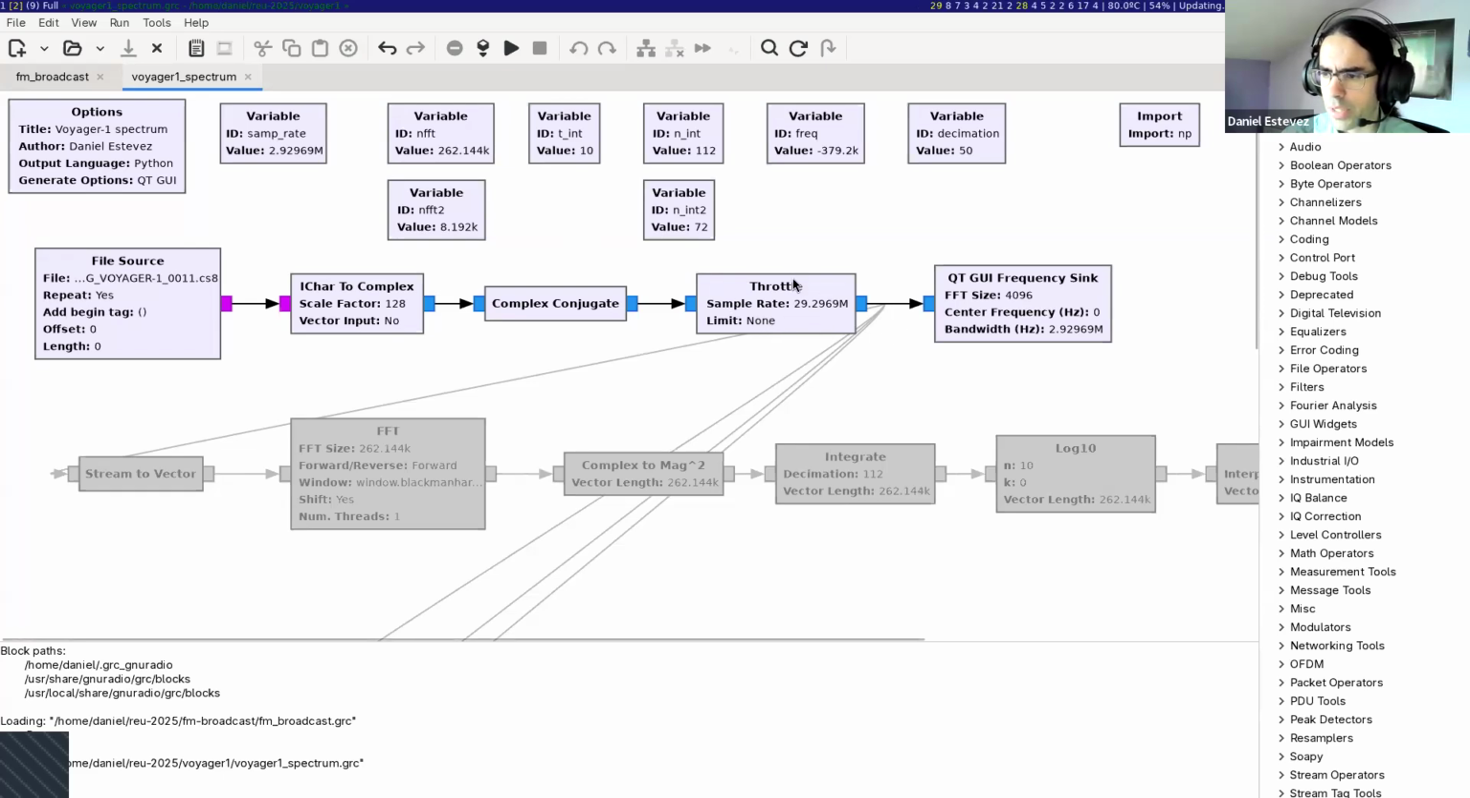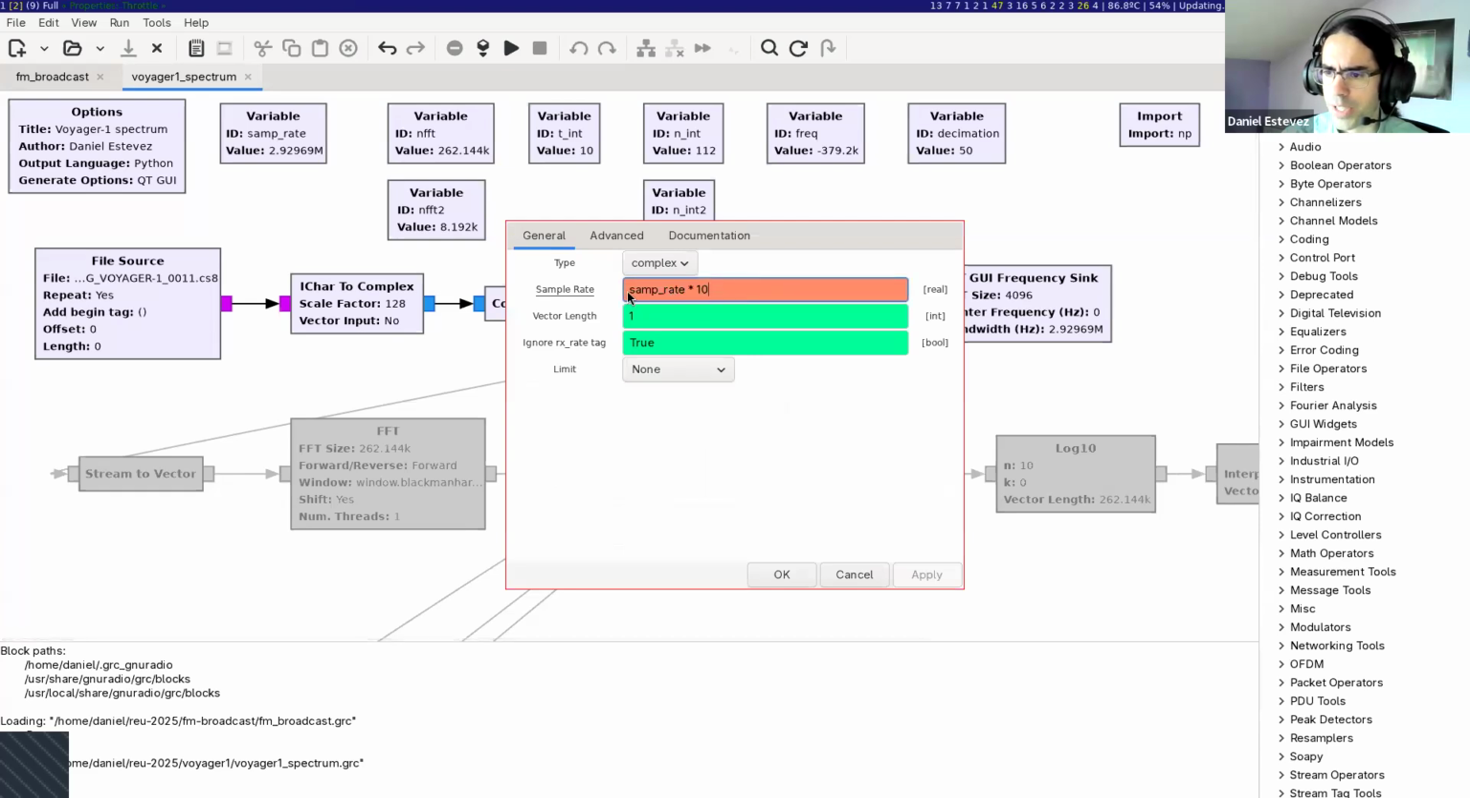Then we have the throttle block, and in the throttle block, we are free to set whatever sample rate we want. This doesn't need to be the sample rate of the original signal. I'm actually using sample rate multiplied by 10, and by doing that, I'm basically playing the file 10 times faster. I will do that so that we can better observe the Doppler drift by speeding up the replay. If I were to play this back in real time, we would need to be sitting for much longer until we see the signal drifting in frequency.